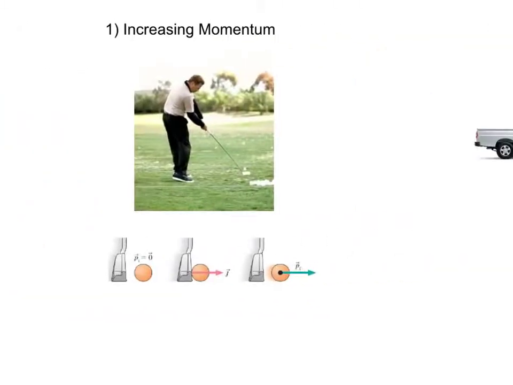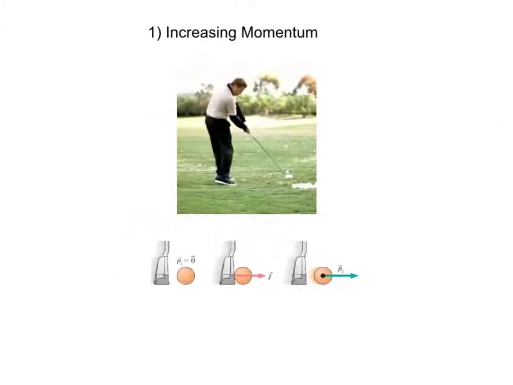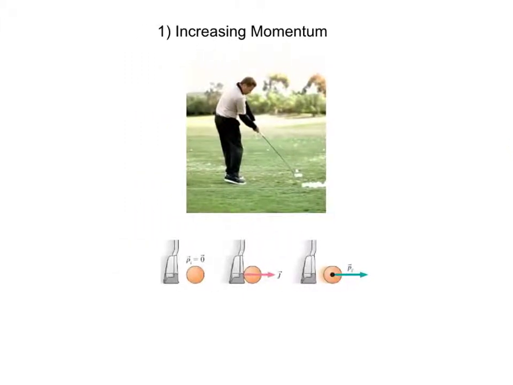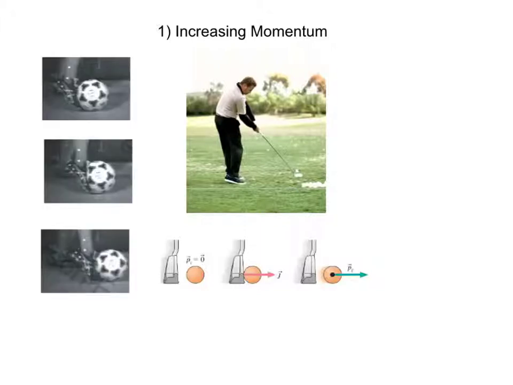So first, we want to talk about increasing momentum. In order to increase the momentum of an object, we have to apply the largest possible force on that object for as long as possible. So take hitting a golf ball, for example. When the club hits the ball, the force that's exerted is not a constant force. That force increases to a maximum as the club strikes the ball and then decreases as the ball moves away from the club. We can see another example of this in kicking this soccer ball.